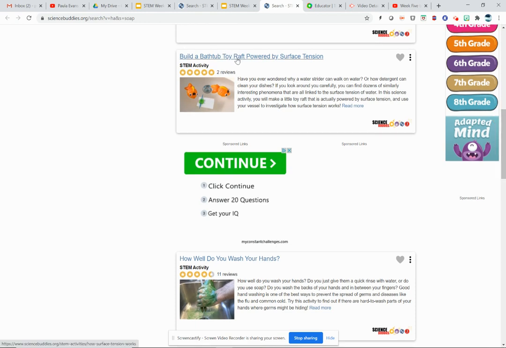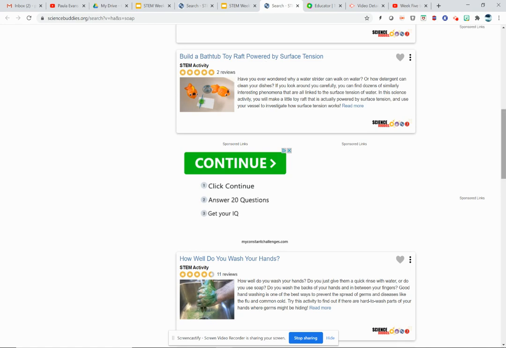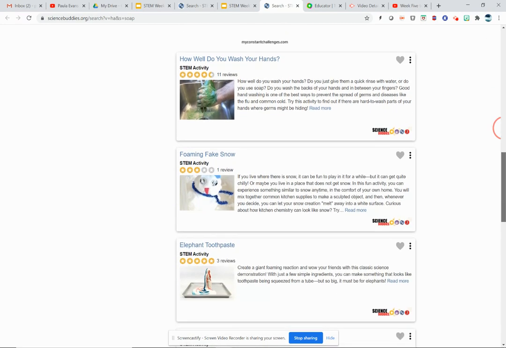This is one of my favorites right here. It talks about building a toy raft or a boat that's powered by surface tension. It has to do with how soap interacts with the water. So that's a neat one. This one is a great one too. All you need is some washable paint, and it goes over how well you wash your hands. So you can do an examination similar to what I did with the glow germ lotion to see how well you wash your own hands, what gets left behind.